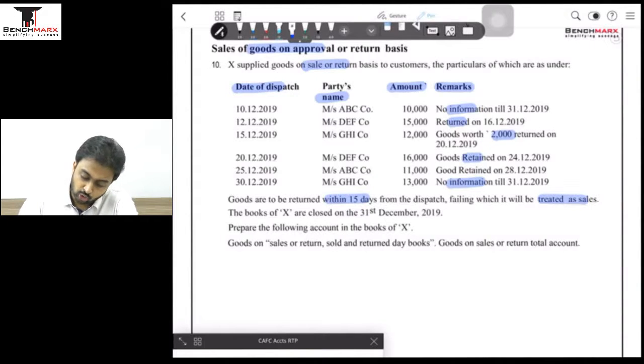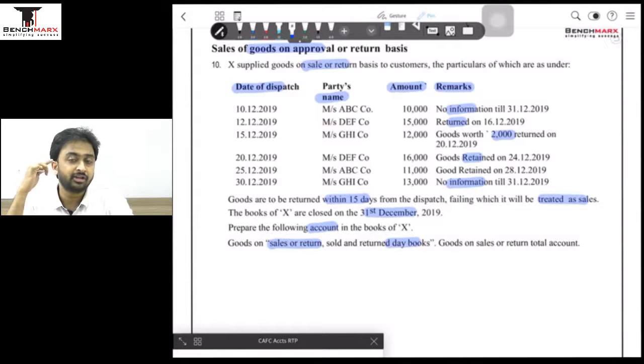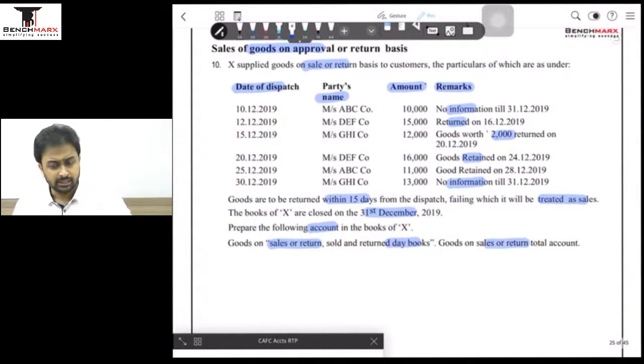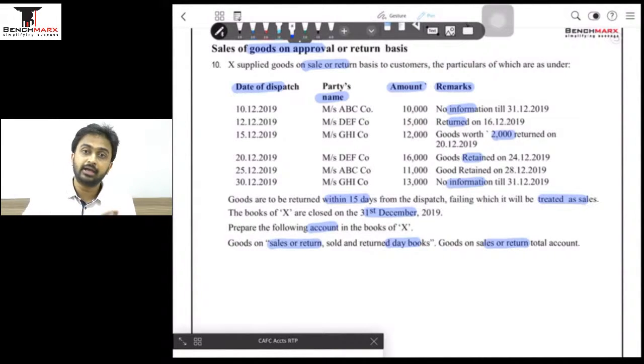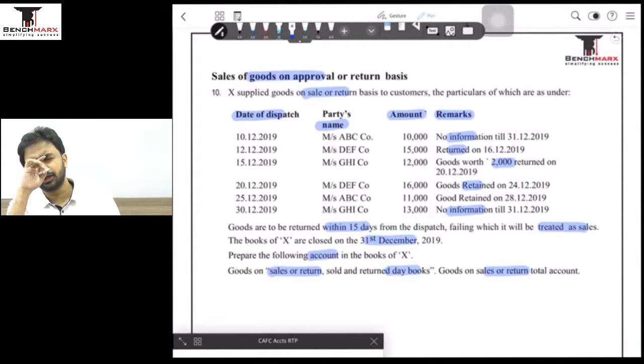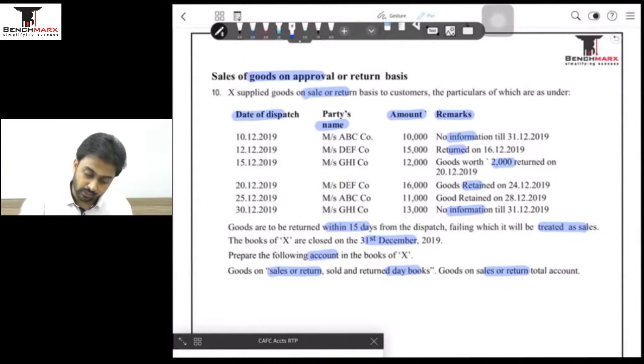ठीक है, the books are closed on December and prepare the following account. So we have to prepare goods on sale or return day book, मतलब it's method number 3 where the transactions are large, so we maintain books, and goods on sale or return total account. Goods on sale or return total account, this will simply have the details regarding कितना goods भेजा है, कितना return हुआ है, कितना approve हुआ है, कितना pending है. ठीक है, so obviously we'll prepare two ledgers. One is the goods we don't prepare two ledgers, we'll prepare one book and then we'll make one ledger.